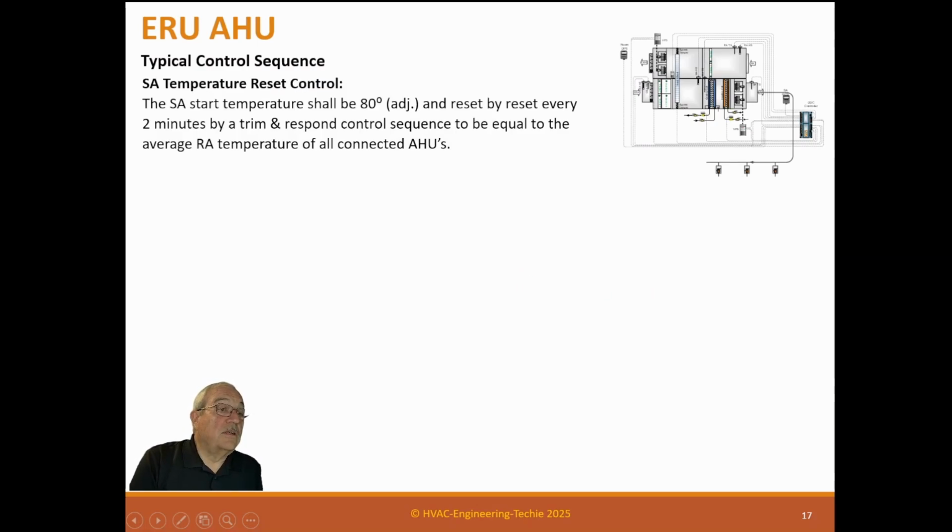The supply air start temperature should be 80 degrees and reset every 2 minutes by a trim and respond control sequence to be equal to the average return air temperature of all connected air handler units. And this is one time that average actually works. You could do a high select if you wanted to, but normally it's just reset based upon these boxes or whatever these are, these dampers position.